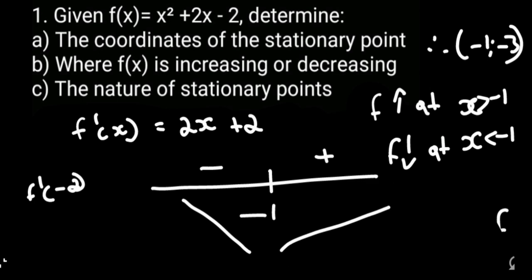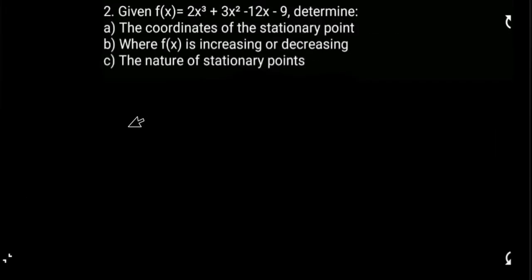Let us try another question. Number 2, given f of x is equal to 2x cubed plus 3x squared minus 12x minus 9, determine the coordinates of the stationary point.